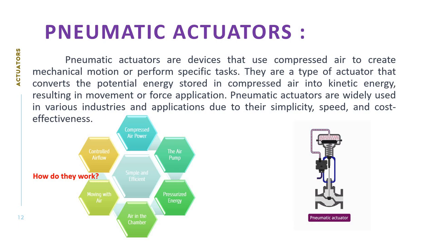And then in the fourth stage, air is pushed into the chambers. The pressurized air is directed into chambers like a cylinder where it can push or pull something, and then it comes to moving with air inside the chamber. There is a piston that's like the superhero's hand. When the pressurized air pushes or pulls the piston, it creates movement and force. And then it comes to the controlled airflow, where it controls the movement.